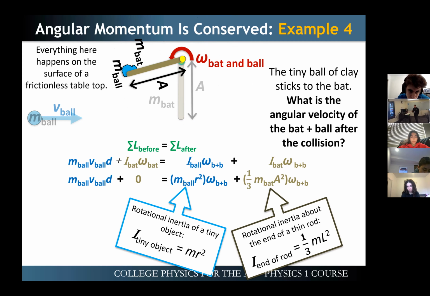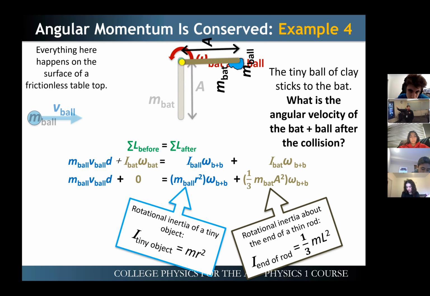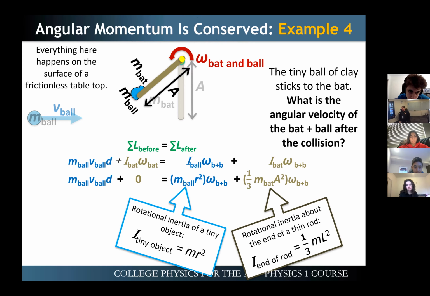Now, you'll notice down here at the bottom, they say the rod, when it's pivoting around its end, has the equation 1/3 m l squared. And then when they put it into the equation, they say 1/3 m a squared.